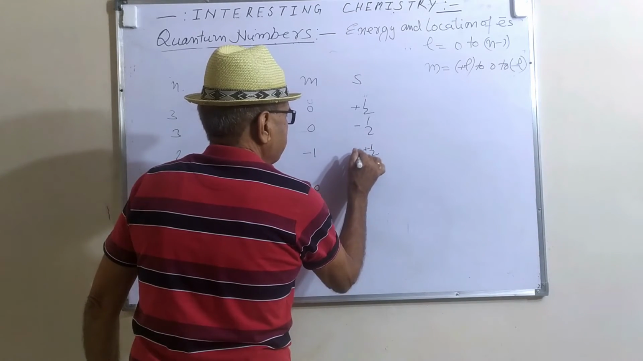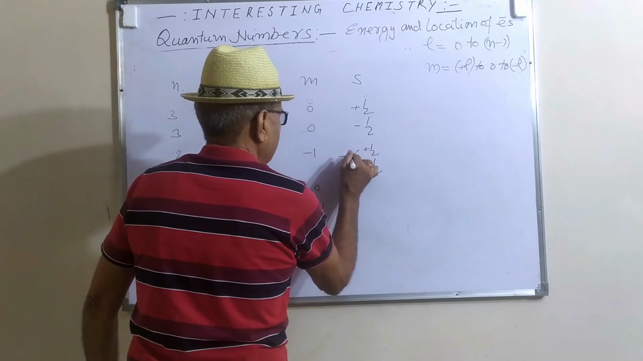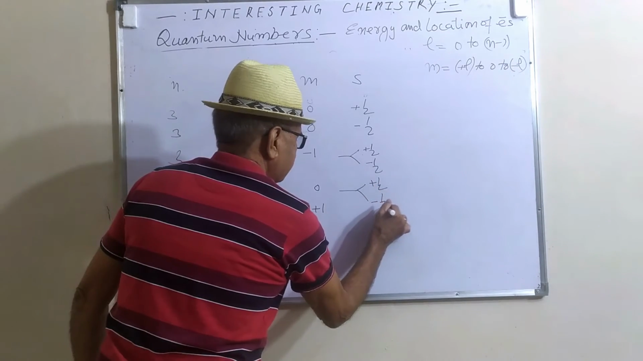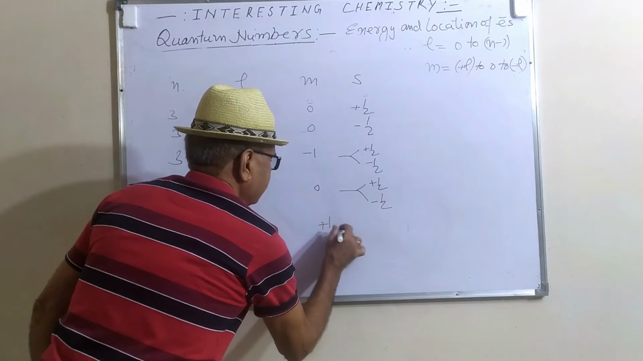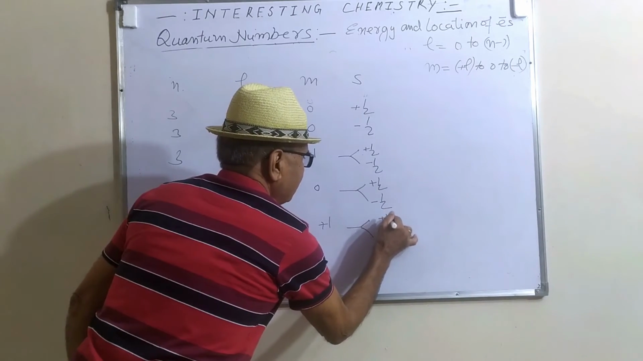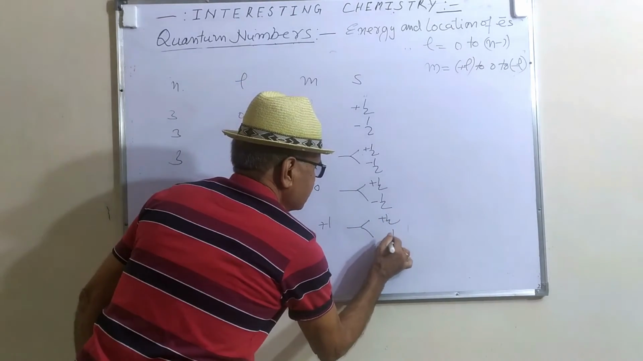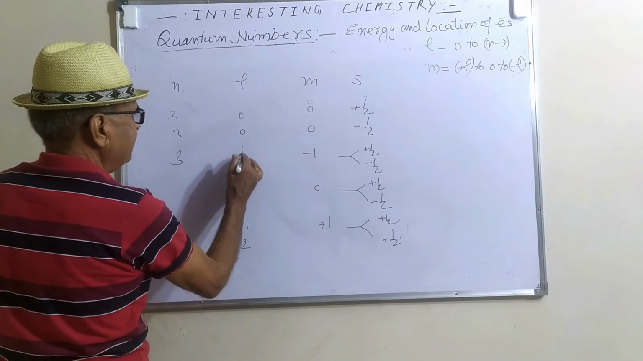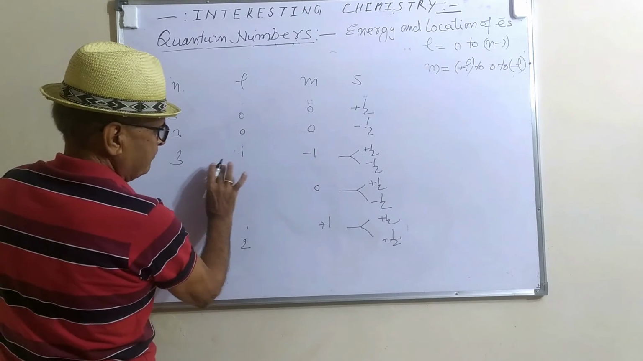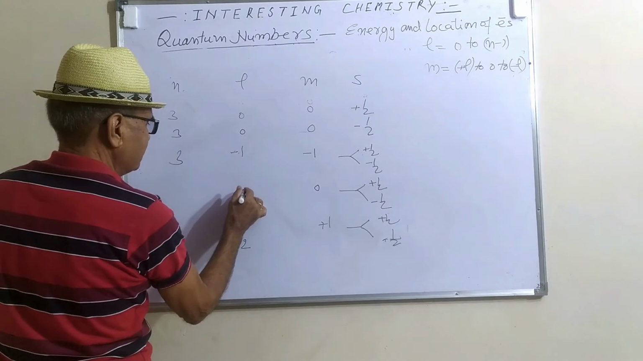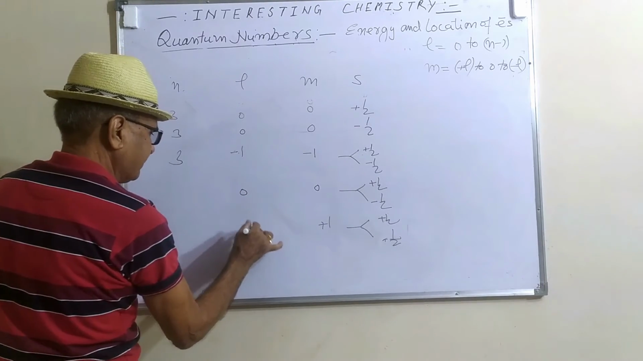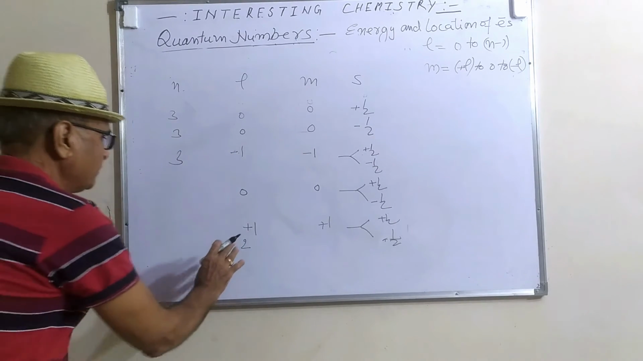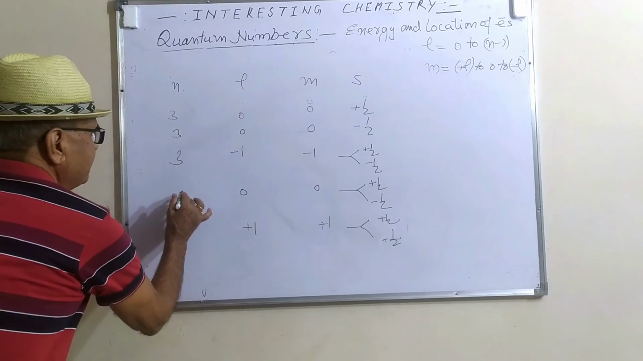You can write in this way: plus half and minus half for minus 1, and for 0 plus half and minus half, and for plus 1 it is plus half and this is minus half. Now this is all, this is minus 1, this is 0 and this is plus 1. Now I think that you have noted. Now I will tell you about the d orbitals. So this is all about 3p.